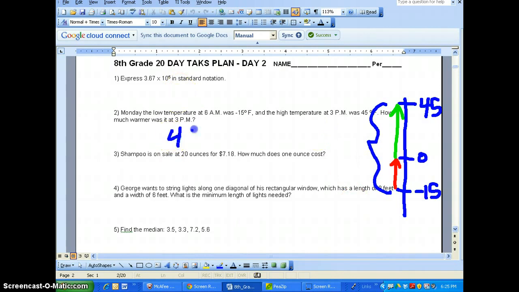So what it winds up being is 45 degrees subtracting a negative 15. How do you subtract a negative number? Remember how to do that? Yeah.